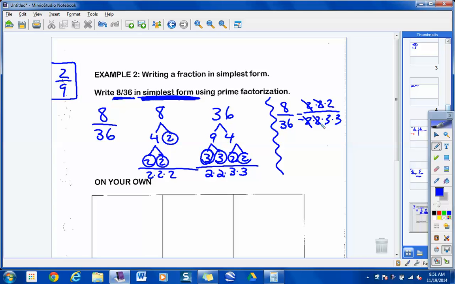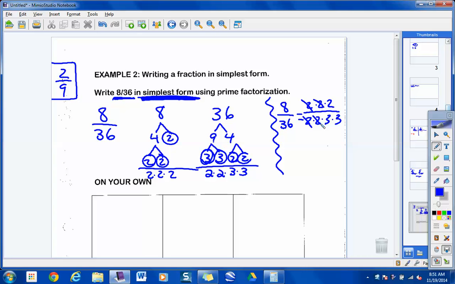No. What did you have left up top? 2. That's this part, isn't it? Yes. What did you have left in the bottom? 3 times 3 times 3, right? Well, what's that 3 times 3 part going to form for you? 9. So what's your fraction in simplest form? 2 ninths. Okay.